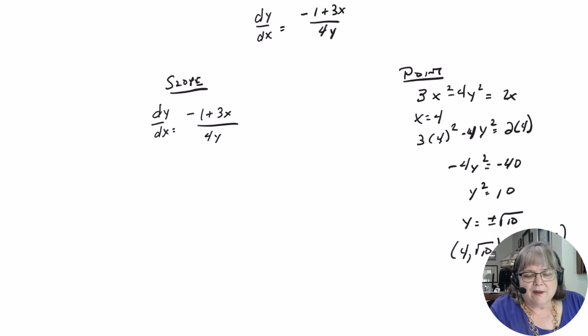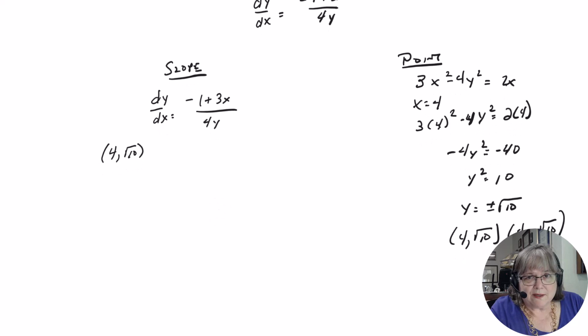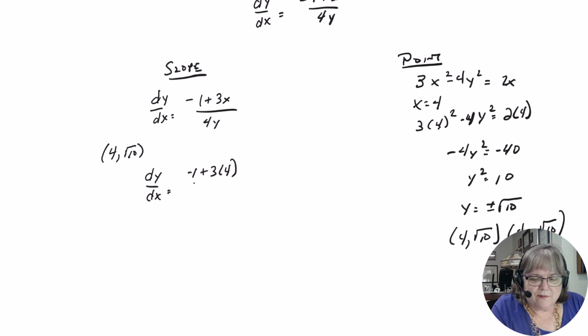So, okay, I need to know what x is and I need to know what y is. And so I've got 2 y's, right? Plus square root of 10 and minus square root of 10. So if I use the 4 and the square root of 10, okay, I have to use both, right? It's not just an x thing. So when I do that, I would have dy/dx equals negative (1 plus 3 times 4) over 4 times the square root of 10. So this turns out to be negative 13 over 4 square root of 10. That's the slope.